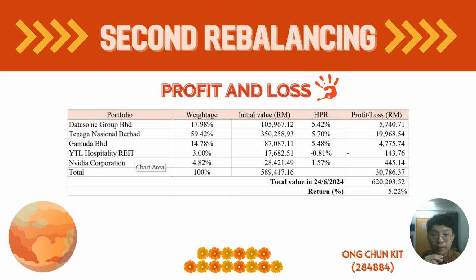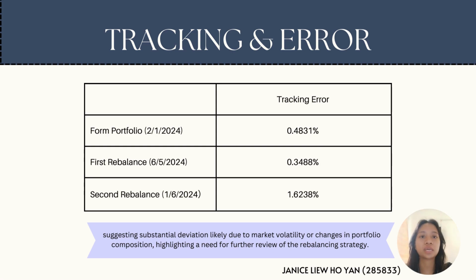Unfortunately, YTL Hospitality REIT suffered a loss of 143 ringgit 76 cents, resulting in a negative HPR of negative 0.81%. Thus, the portfolio generated a return of 5.22% and a total profit of 30,786 ringgit 37 cents, bringing the total value to 620,203.52 ringgit. Now I'll present the tracking error part.